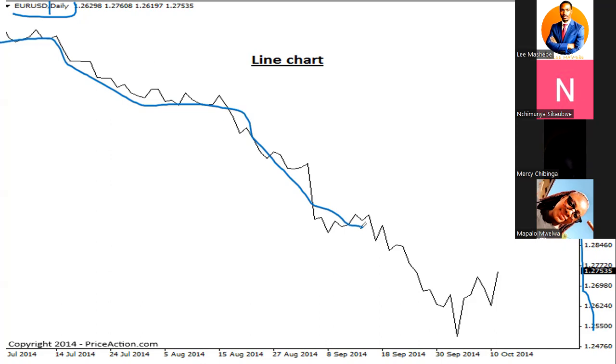Now, this line chart is a representation of buyers and sellers. The buyers and sellers, in this case, are being represented as a line, okay? Because buyers and sellers are the people that are causing the price to move the way it moves, to go up and down.